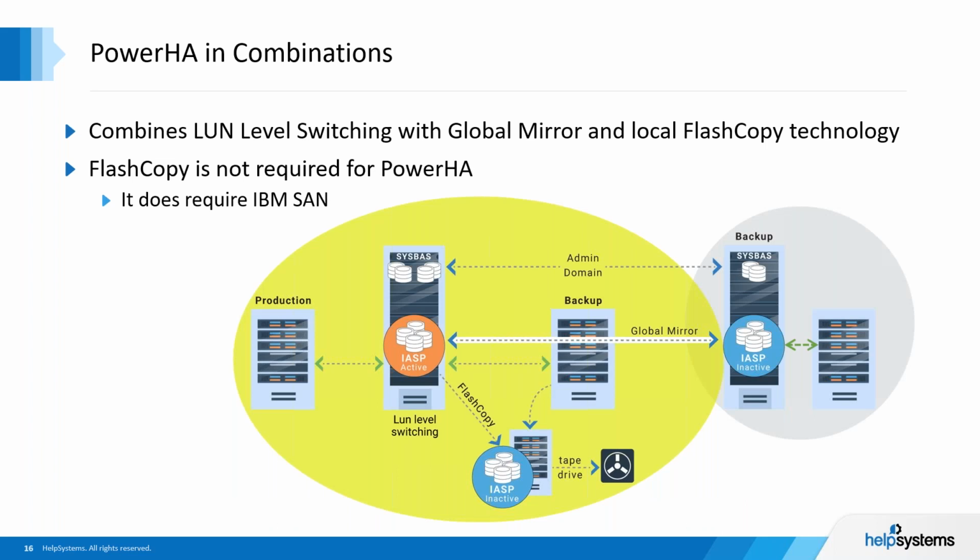And then, as Tom mentioned, you can combine several technologies together within PowerHA to really form your solution. So this slide is combining our LUN level switching for a local HA solution with Global Mirror for a disaster recovery solution, along with FlashCopy for doing offline backups. FlashCopy isn't a requirement for PowerHA, but it is something that a lot of PowerHA users choose to use, but it does require IBM SAN to use it.